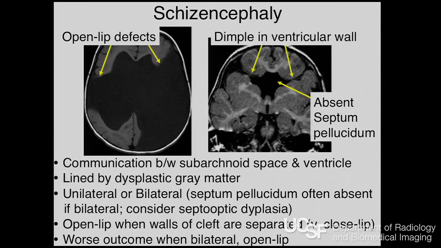And these clefts are lined with gray matter, but they are dysplastic gray matter. They can be open-lipped, as is on the image on your left, or closed-lipped, where the walls of the schizencephalic defect are more closely opposed. They can be associated with absence of the septum pellucidum, and the severity of the lesions depends on their size and depends on their location, because obviously where they have formed are areas where there is not normal brain function.